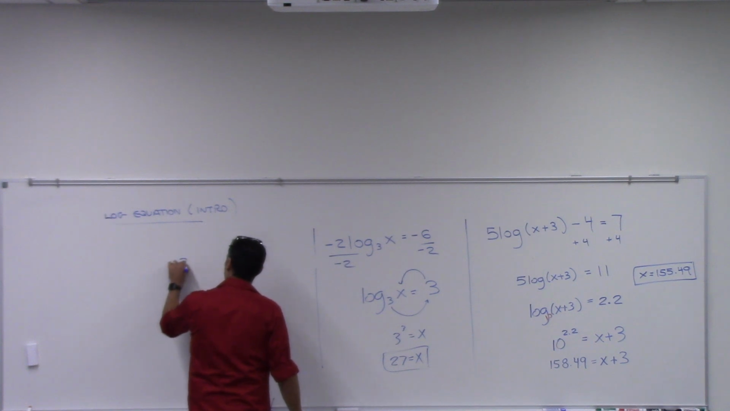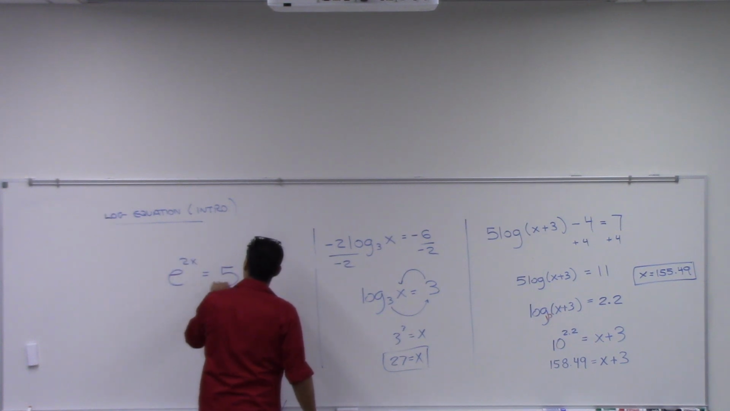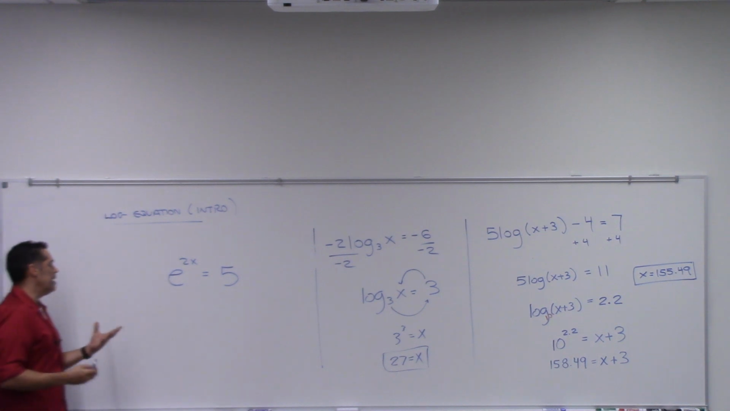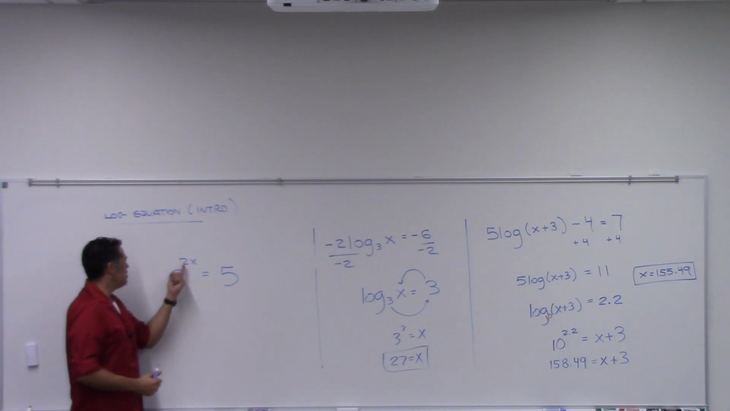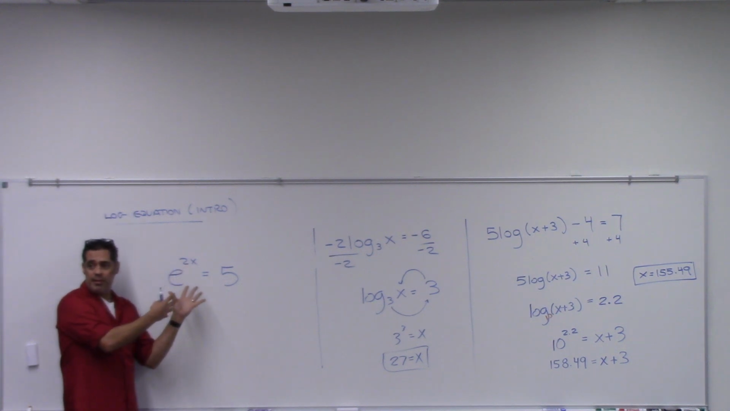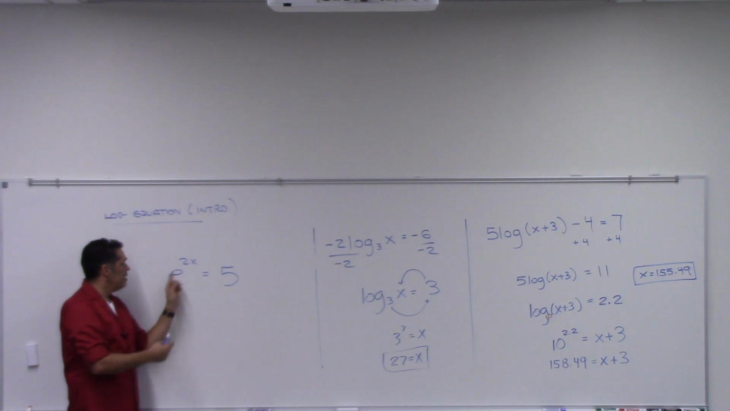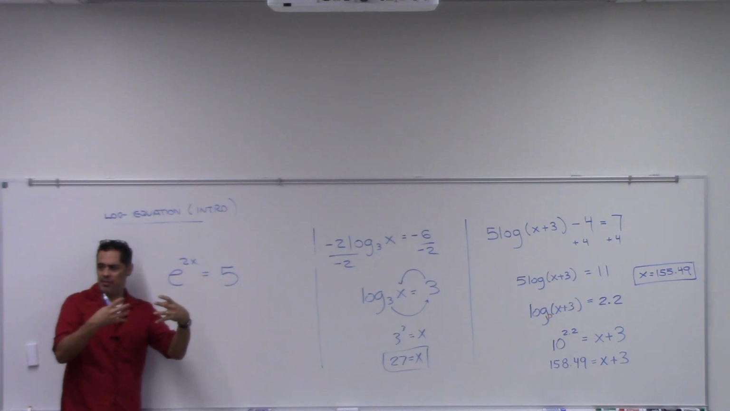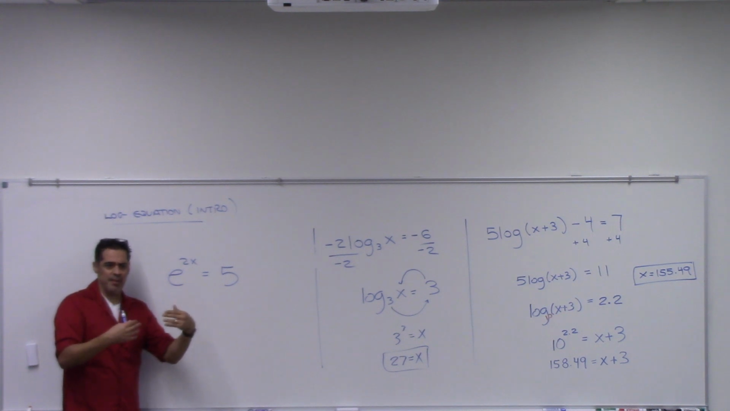e to the 2x equals 5. Okay, that is not a logarithmic equation, is it? Do you all agree with that? And we don't know the answer because what we're saying is e raised to the 2x. This is like what we started class with, right? We're trying to solve for x. The reason I can't solve this is because e and 5 are not the same base, right? So I can't figure out what this is.